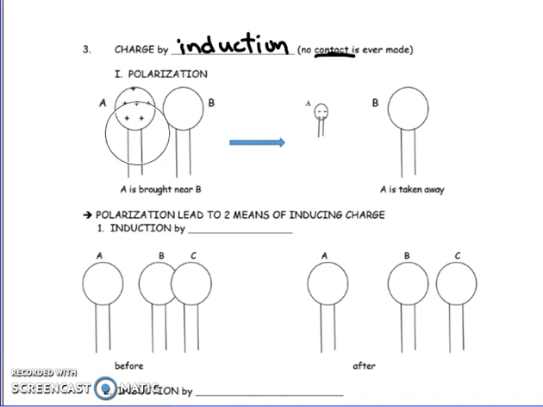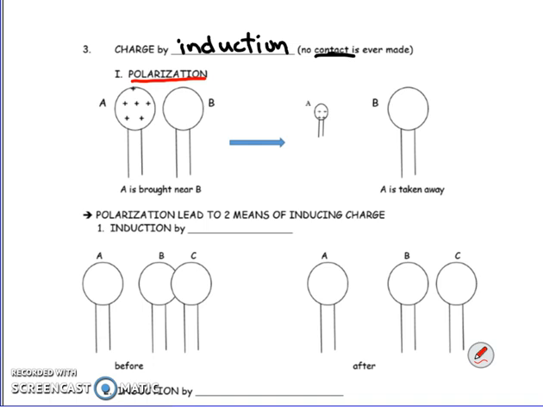So how does induction work? Well, in order to explain it, I'm going to do a preliminary step first and talk about something called polarization. Polarization is the idea that a charged body can influence charges in another body without touching them. And that's really just Coulomb attraction or Coulomb repulsion.